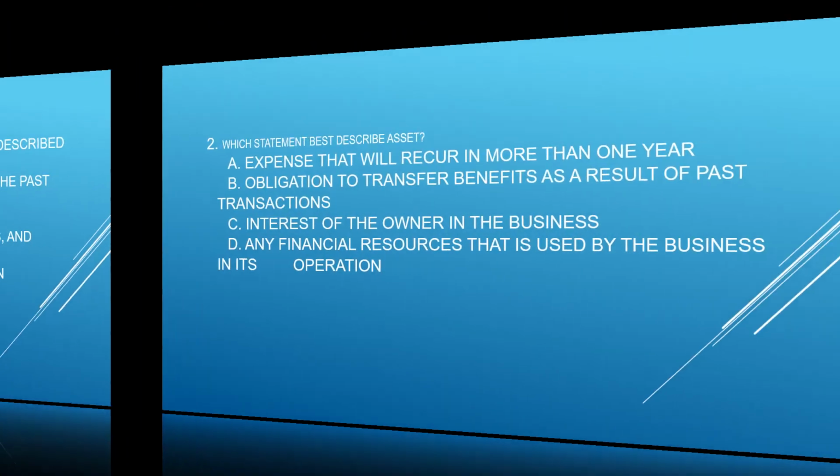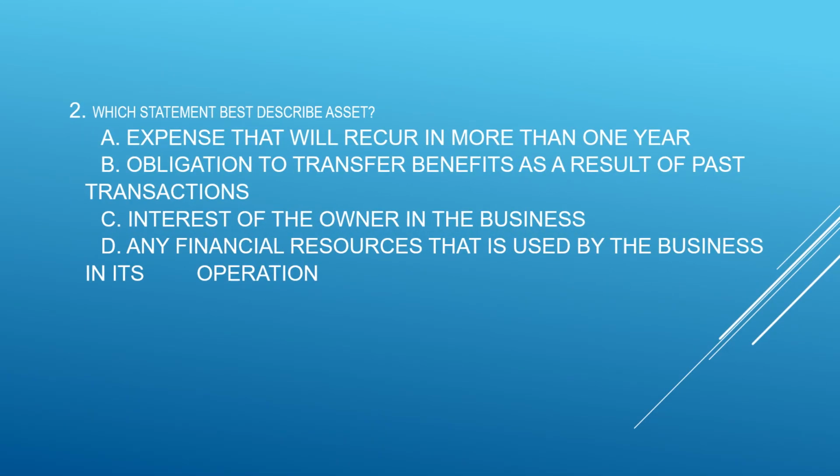Number 2. Which statement best describes an asset? A. Expense that will recur in more than 1 year. B. Obligation to transfer benefits as a result of past transactions. C. Interest of the owner in the business. D. Any financial resources that are used by the business in its operation. Which statement best describes an asset? Okay, still you can write your answer on your paper.